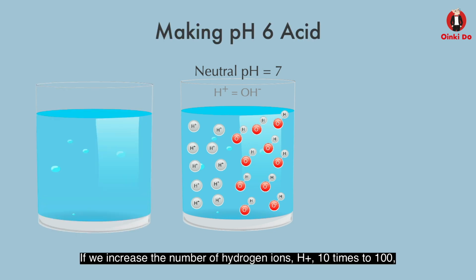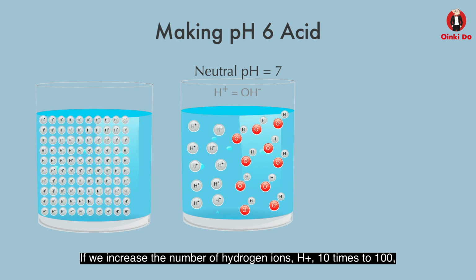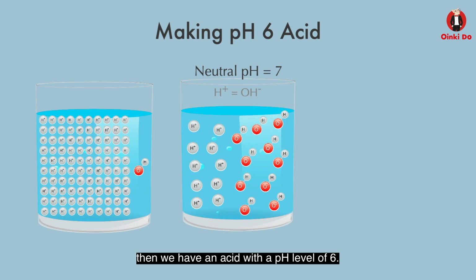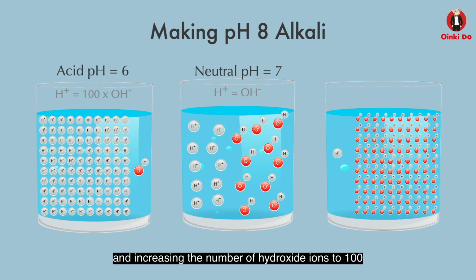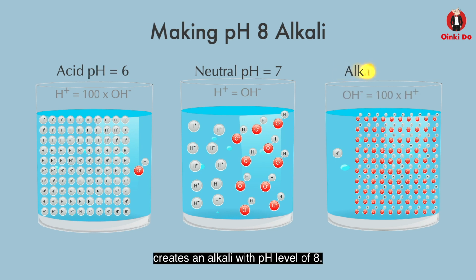However, if we increase the number of hydrogen ions, H plus, 10 times to 100 and decrease the number of hydroxide ions, OH minus, 10 times to 1, then we have an acid with a pH level of 6. Similarly, decreasing the number of hydrogen ions to 1 and increasing the number of hydroxide ions to 100 creates an alkaline with a pH level of 8.